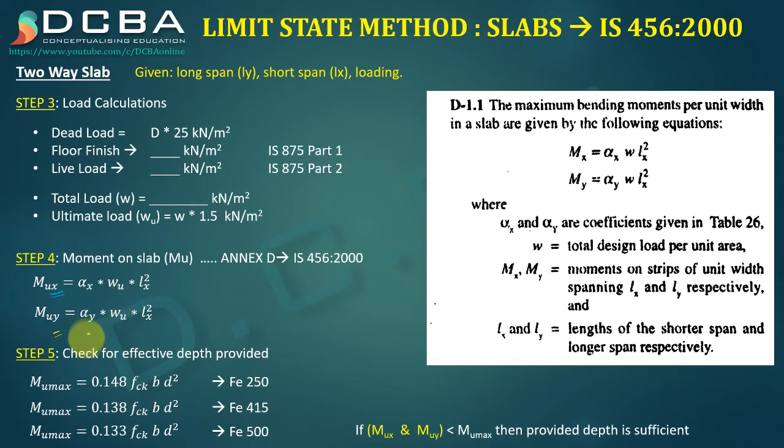After getting that, we need to check the maximum moment that the slab can carry. For the effective depth that we had provided to our slab, depending on which steel is used, we can find the Mu max, and based on that we will understand the maximum moment carrying capacity of our slab. If it is greater than these two moments that we just calculated, then the provided depth for our slab is sufficient. But if your Mu max comes less than Mu x or Mu y, then you will have to revise the depth and do all the calculations again. Okay, this was for step 5.